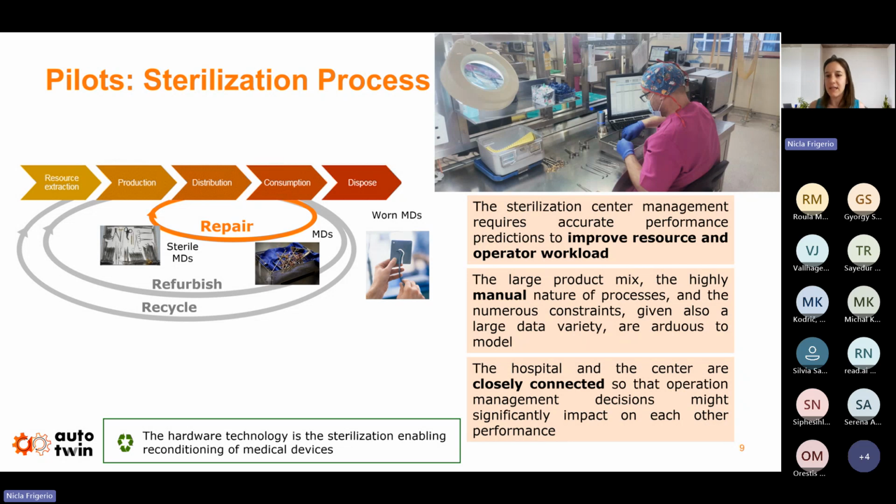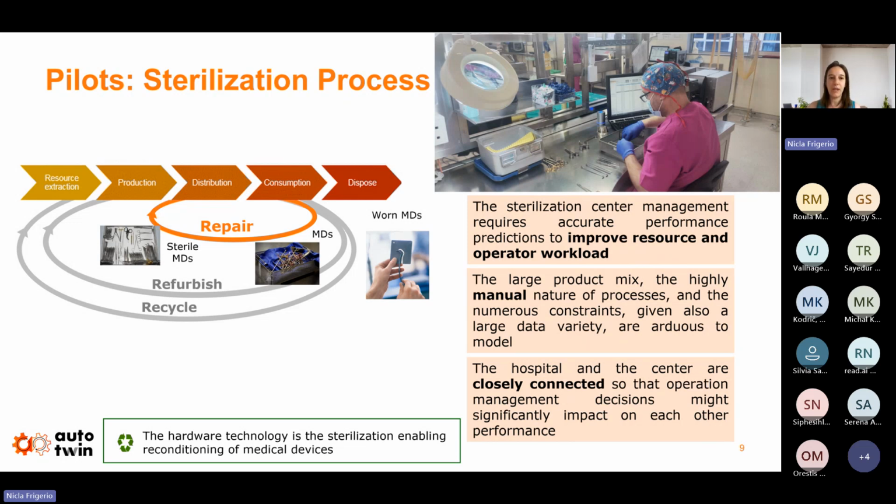And of course, the consumption in this case is the usage of the medical devices in the hospital, and the company needs to somehow repair them, so to recycle them, to sterilize them in order to maintain the medical devices at the proper condition to use. Here, the sterilization center and the hospital are very closely connected because the number of medical devices is fixed. So it is either in the sterilization center or in the hospital, causing a strong correlation between the two entities in this value chain.